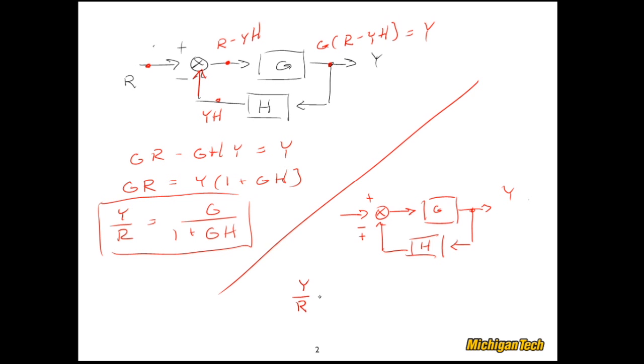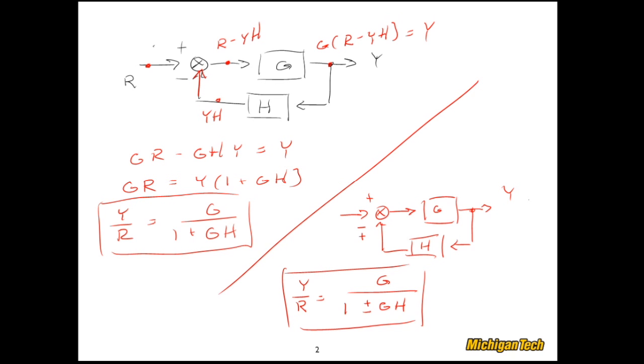And then Y over R will similarly be able to have two different scenarios that it handles. There we go. So if we have negative feedback, then we pick the positive sign in the Y over R transfer function. And if we have positive feedback, we get 1 minus G times H in the denominator. Okay, so that is that example.